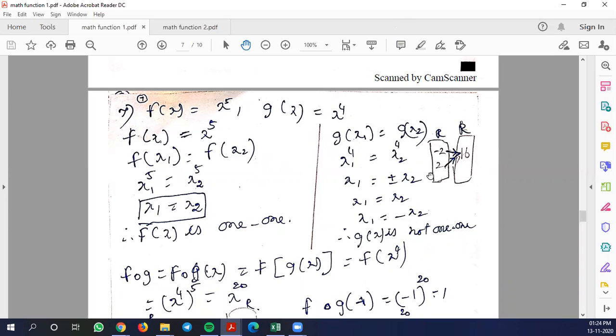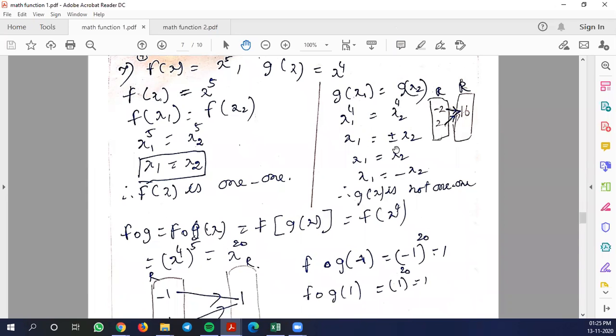Okay. So G is not 1 to 1. Why? Because different elements in the domain have the same image in the codomain. So it is not 1 to 1. So if one of the functions is not 1 to 1, then we can say this one is not 1 to 1. Then what is FOG?